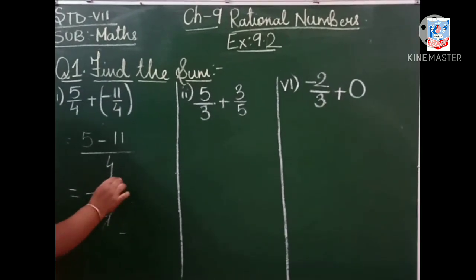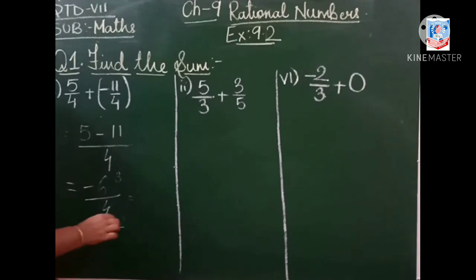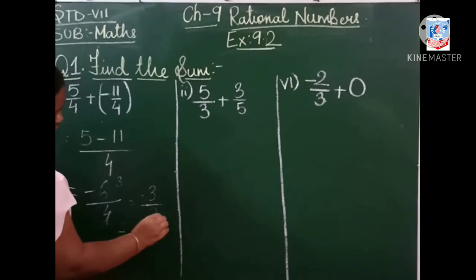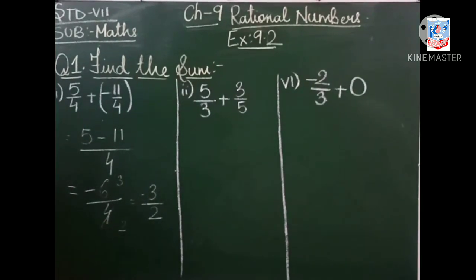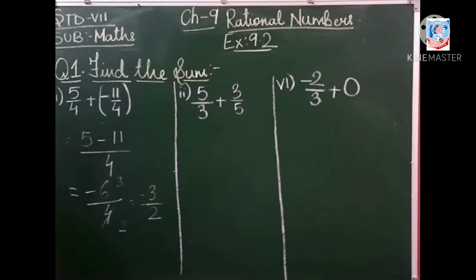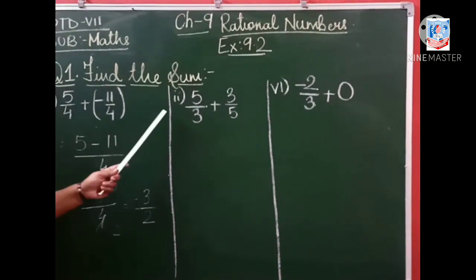2 2s are 4. 2 3s are 6. So minus 3 by 2. Again, if you want, you can divide this and convert it into a mixed fraction. Okay. Now sum number 2.